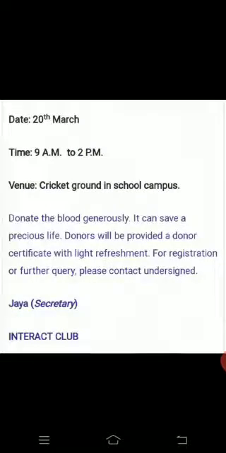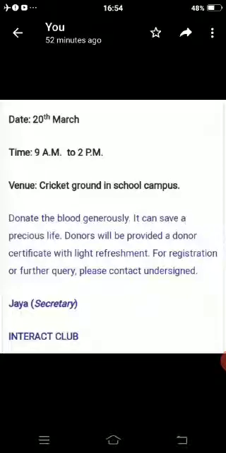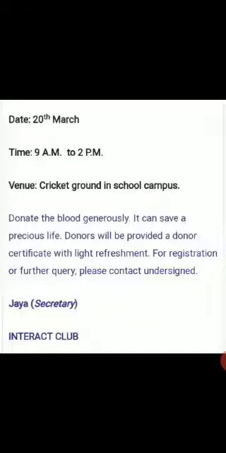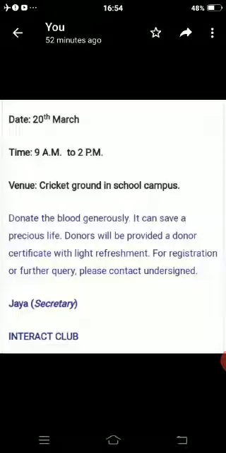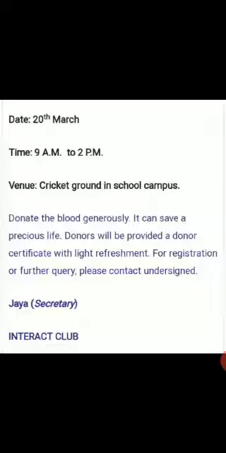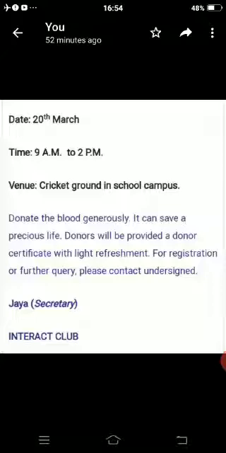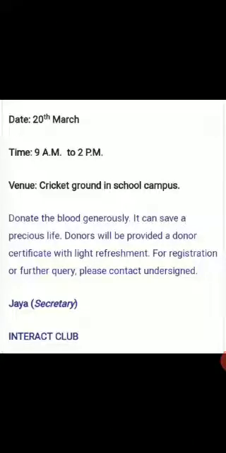After it, we have to just mention on which date this event is, what the timing of this event is, and what the venue is. The date is 20th of March. The timing is 9 a.m. to 2 p.m. The venue is the cricket ground in the school campus. And one more appealing point is written in the last: donate blood generously, it can save precious lives. Donors will be provided a donor certificate with light refreshment. For registration or further queries, please contact the undersigned.